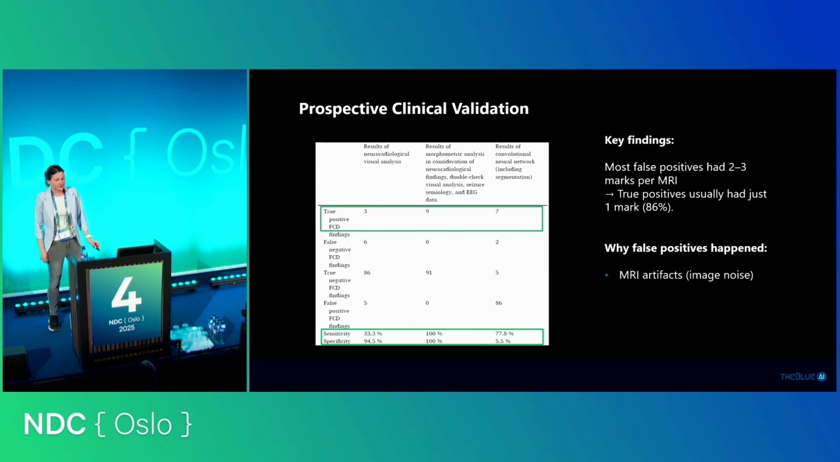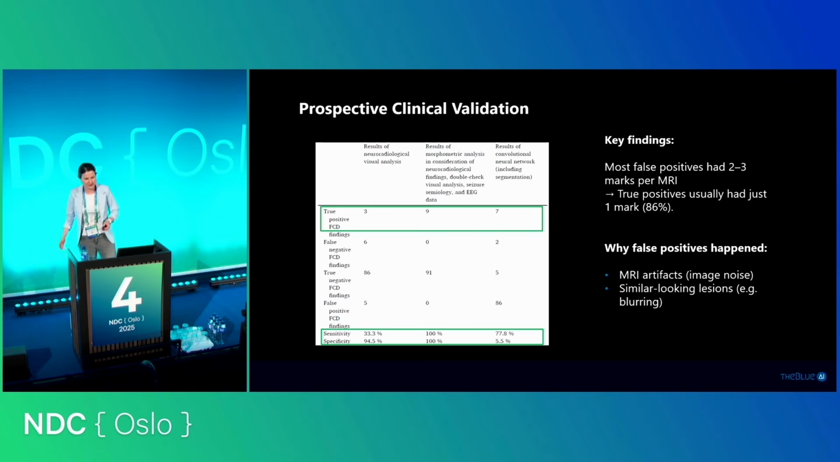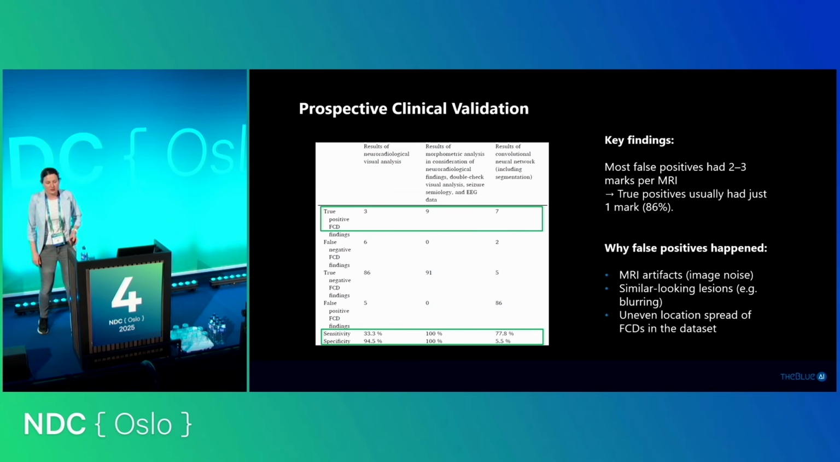Why did this happen? First of all, our model was reacting to artifacts, meaning someone moved a little bit, or there were some other artifacts. It was reacting to some characteristics, meaning there was some blurring of the data. I mean, it can be one of the characteristics of the FCD, but it doesn't have to. It can be just some other things happening there. There was also some uneven location of the FCDs, meaning in our data sets, there were some particular parts of the brain in which the FCDs were present more often. So our model learned that because it was just training on the data set that we provided to it.